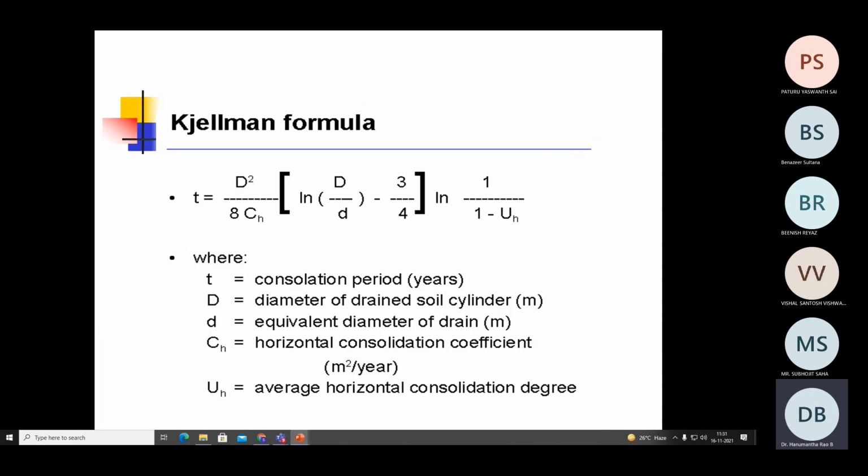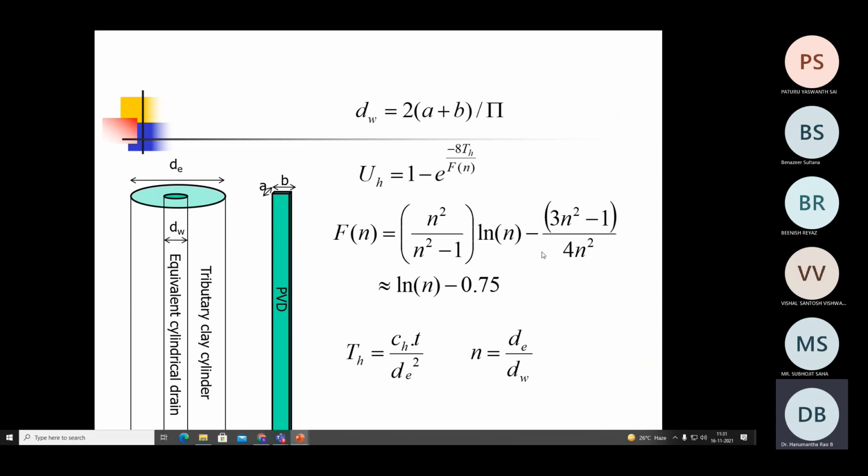If you look at this equation, f of n includes only the first two terms. It doesn't have the third term. Therefore, I can say that f of n accounts for only the smear effect. It doesn't account for the well resistance. Suppose we include the third term also, then it accounts for both smear effect as well as well resistance. For ideal conditions, you can directly use the simplified equation, that is ln n minus 0.75. So almost both will give you the same value of f of n.